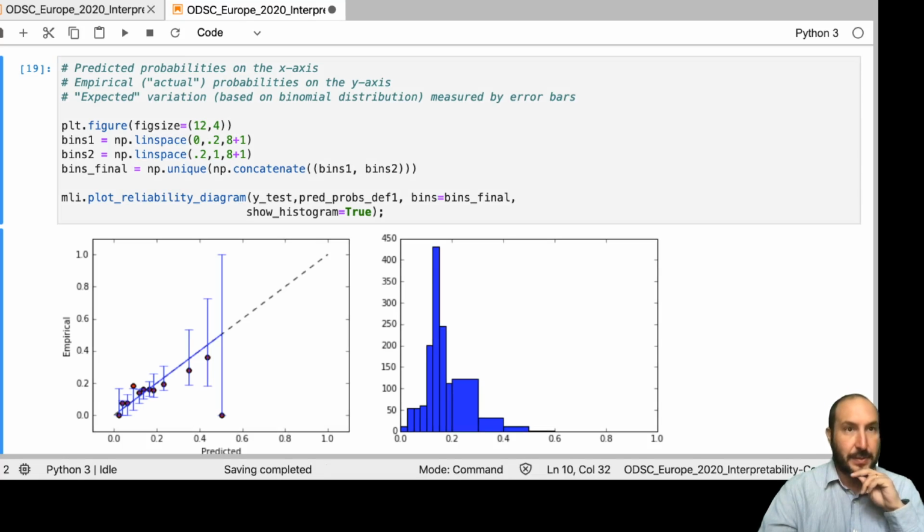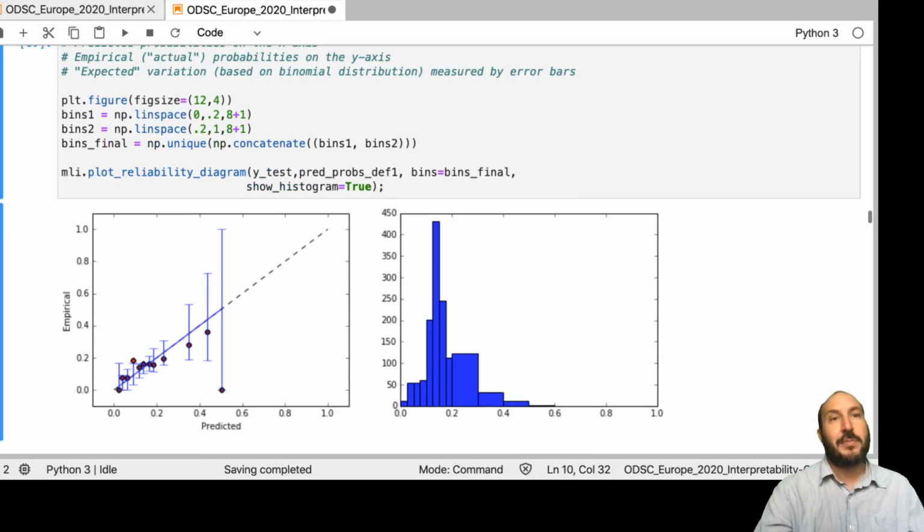I can't show you, but the bin right after 0.2, you'll see the dot is a little bit below the line x equals y. So what that means is that the actual probability was a little bit less than what we would have expected given the model's probabilities, but it's between the error bars. So it means that it's within normal variation.